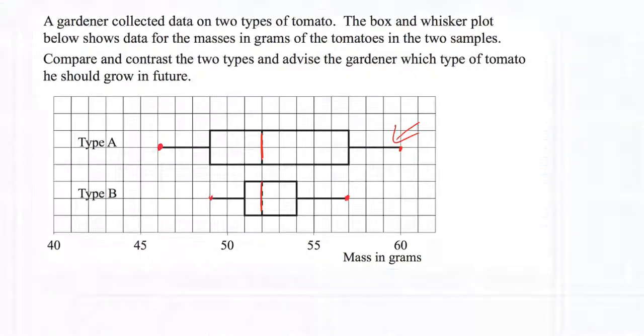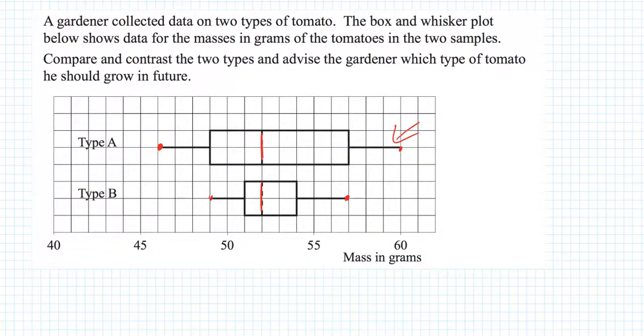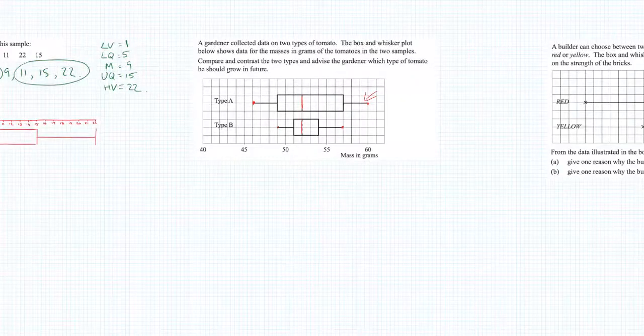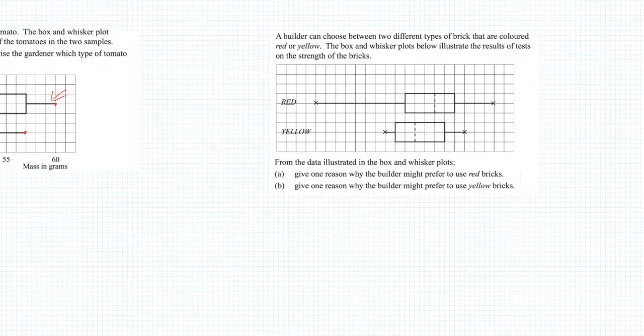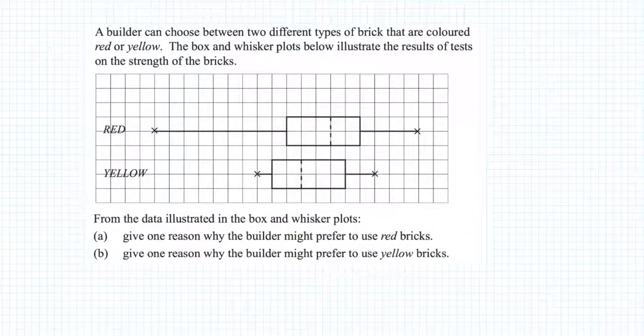However, if you were aiming for a competition, who's going to have the biggest tomato, then perhaps you would opt for type A, because type A generally looks like it will create the biggest tomatoes as well as the smallest tomatoes. Okay, so type A perhaps contains the biggest, but type B is much more consistent. I would advise, without any other information, that the gardener goes with type B. Let's take a look at another example.